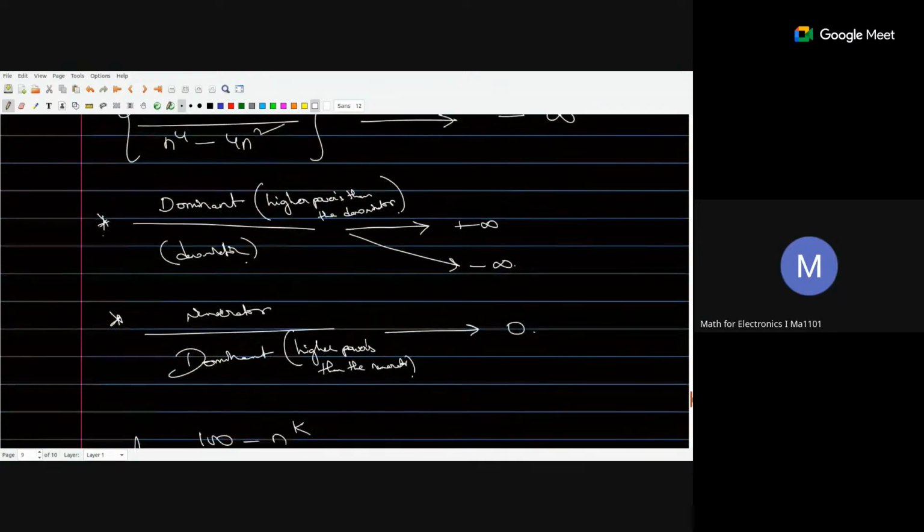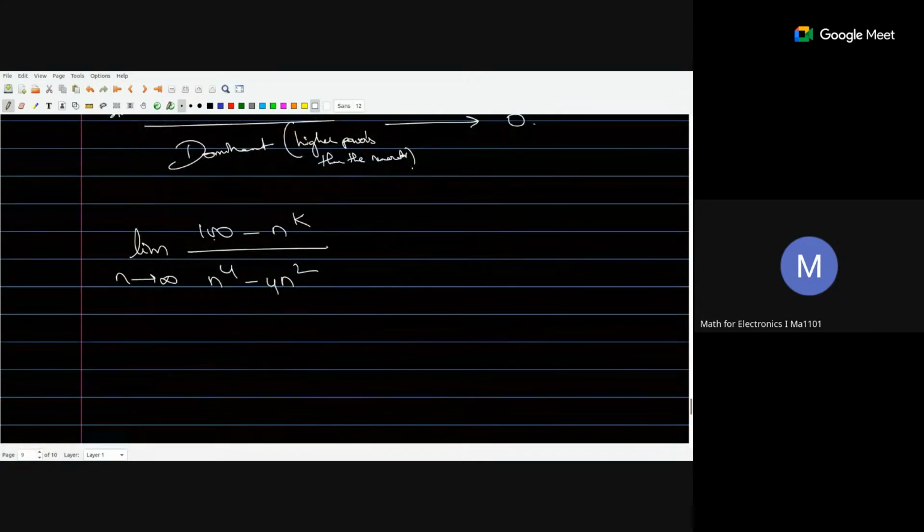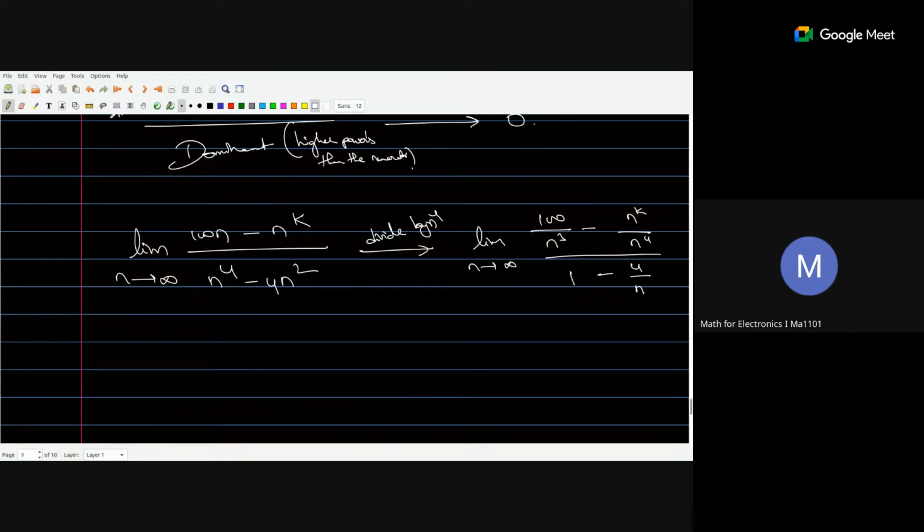100n over n power 4 minus 4n square. So if you divide by n power 4, this will be the limit as n tends to infinity of 100 by n cube minus n power k by n cube, divided by 1 minus 4 by n square. Is this correct?